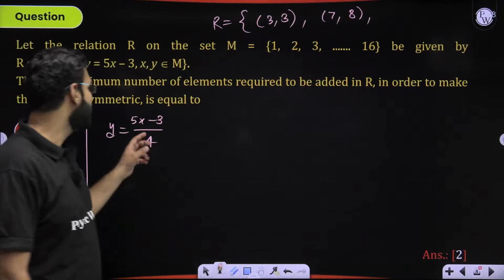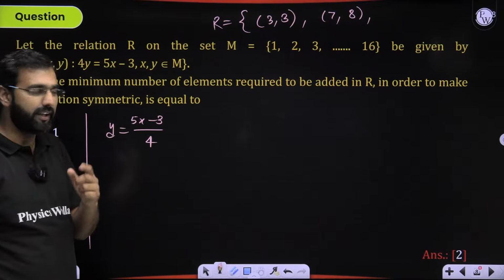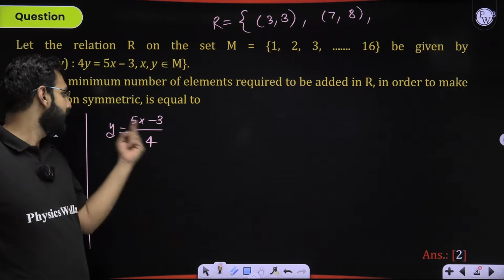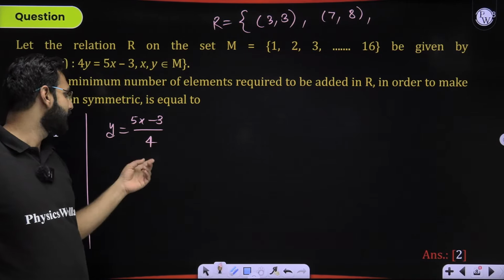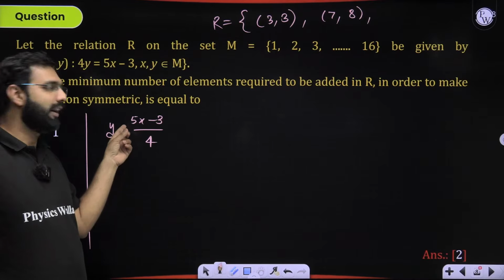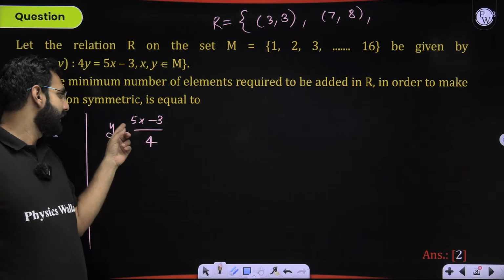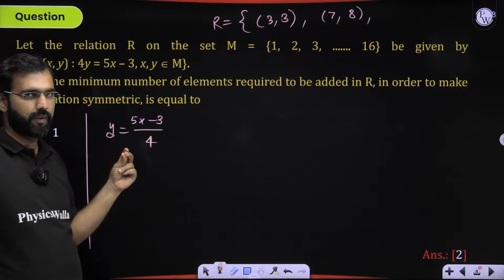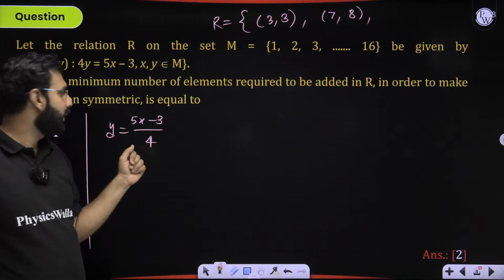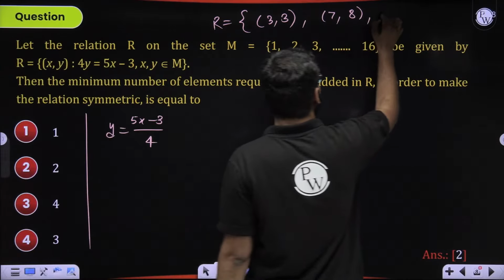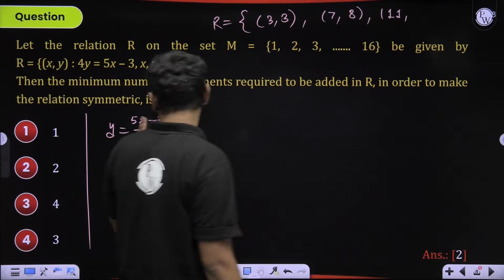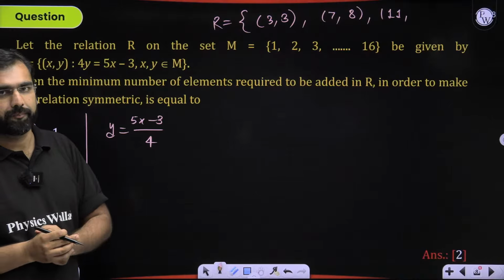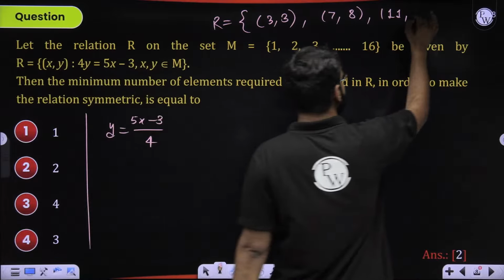Then after 7, let's try 8. 8 into 5 is 40. 40 minus 3 is again not doing the job here. So I think we can see the pattern here. Then 9 into 5 is 45, no. Then 10 into 5 is 50, no. 11 into 5 is 55. 55 minus 3 is 52. 52 is divisible by 4, so 11 is one more number which will do it. 52 by 4, how much is that? 13, I think. So 13.